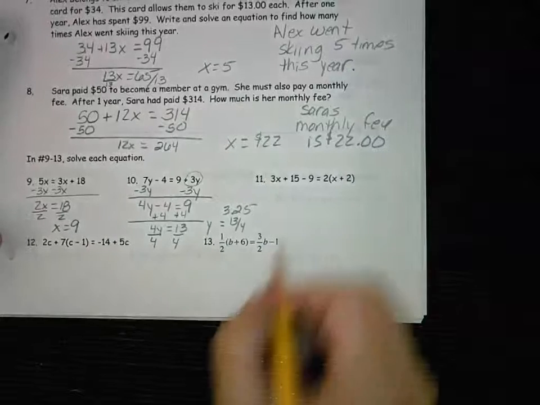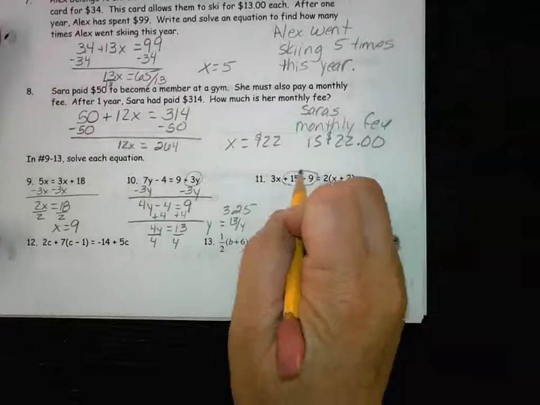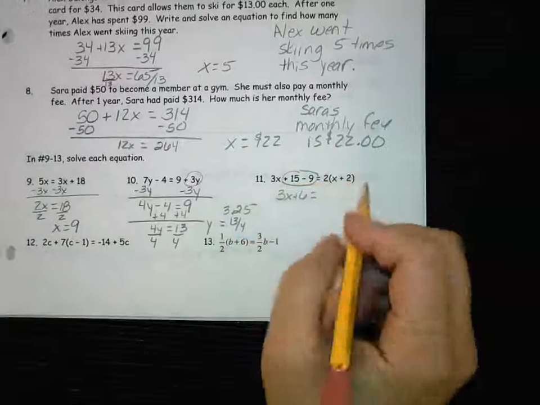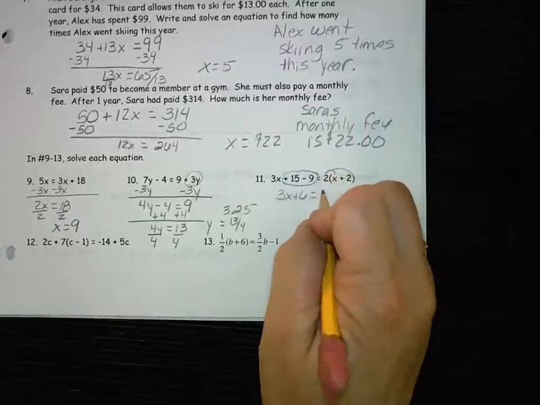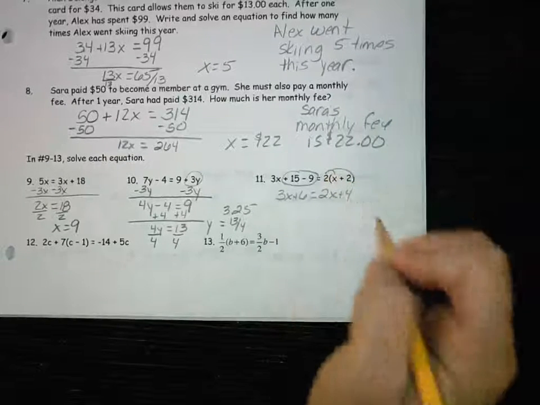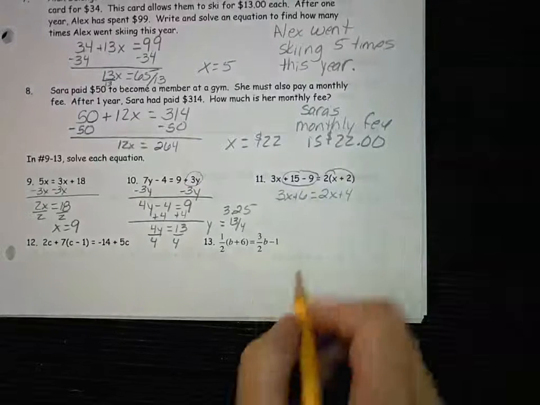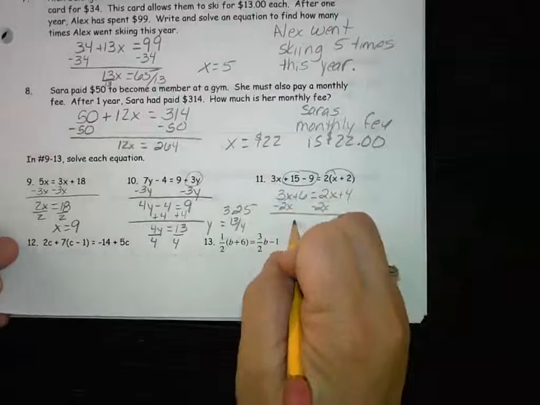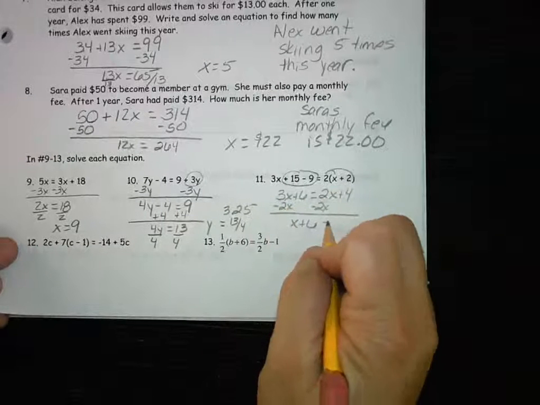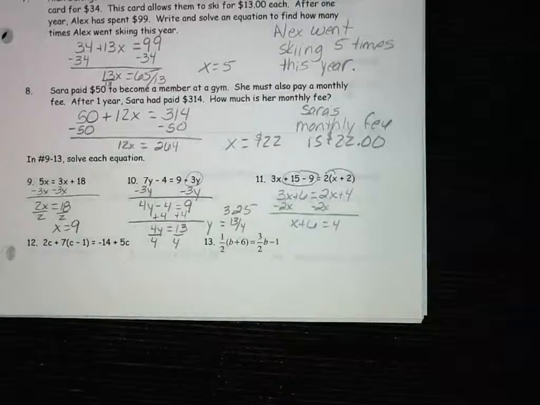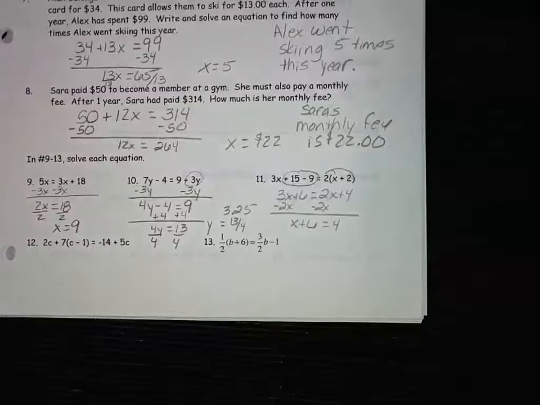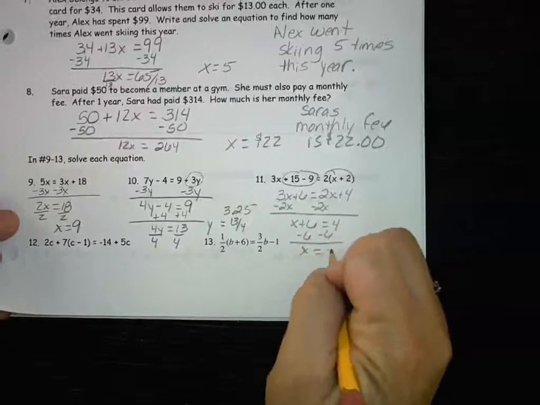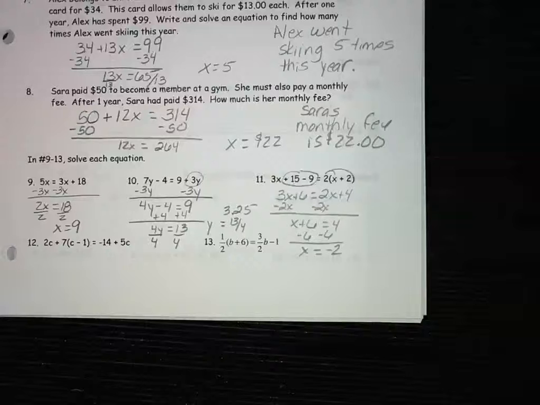Number 11, we need to combine like terms right here. 15 minus 9 is a 6. And then here, when we distribute, that becomes 2x plus 4. Subtracting 2x from both sides, you have x plus 6 equals 4. And then when you add a negative or subtract 6 from both sides, x equals -2.